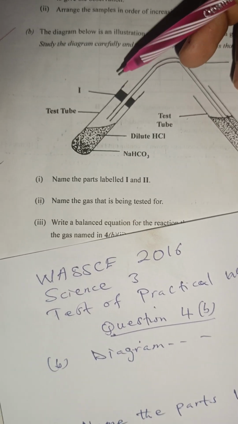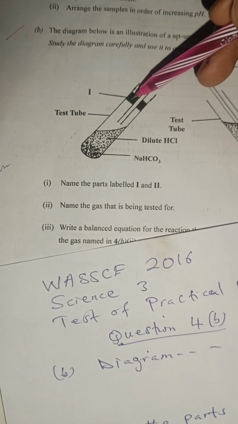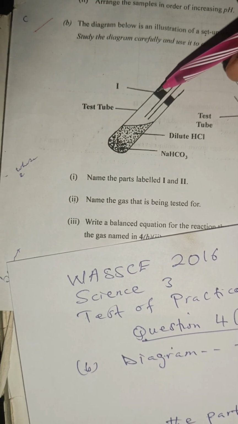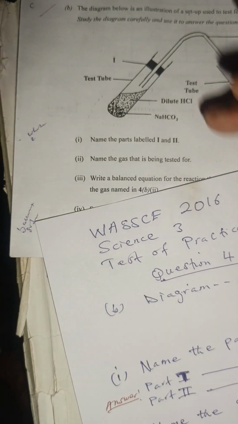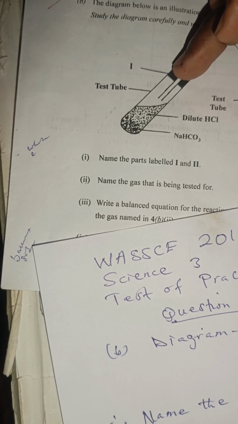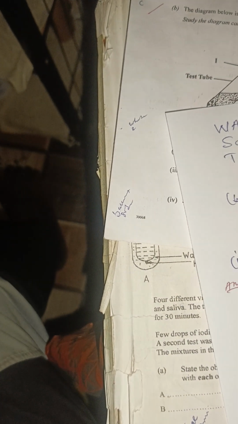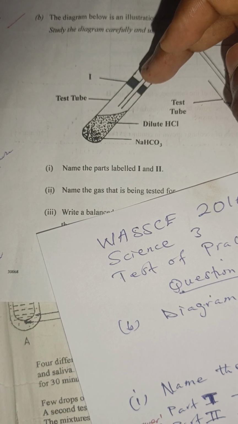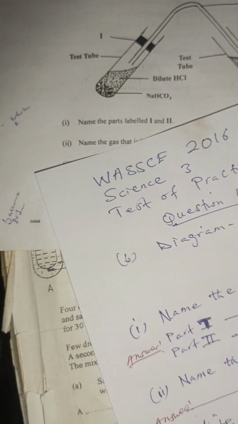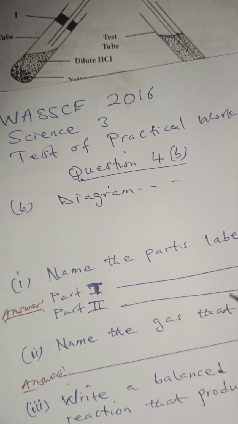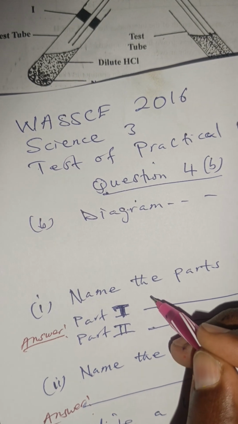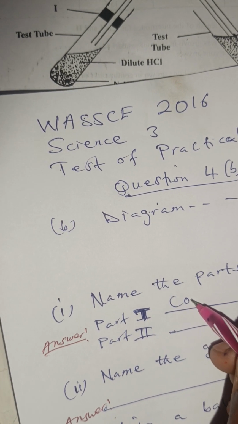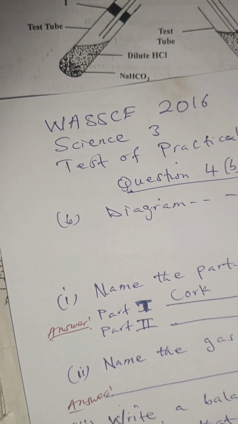By looking at this part here, we should know that this is the cork or the stopper. Let us answer it. Cork or stopper. And when you look at it, this one will prevent the gas from escaping. So that's why it is put here, the stopper or the cork. So here we answer it by writing cork, C-O-R-K. If you want, you write stopper.